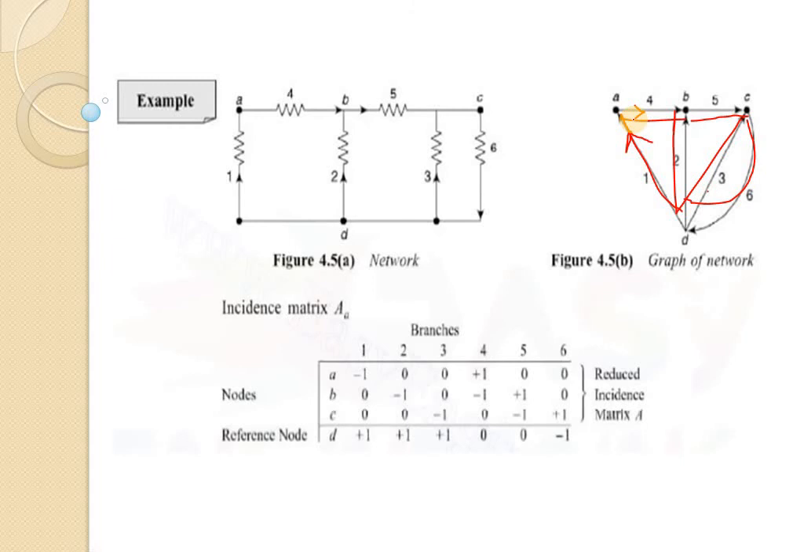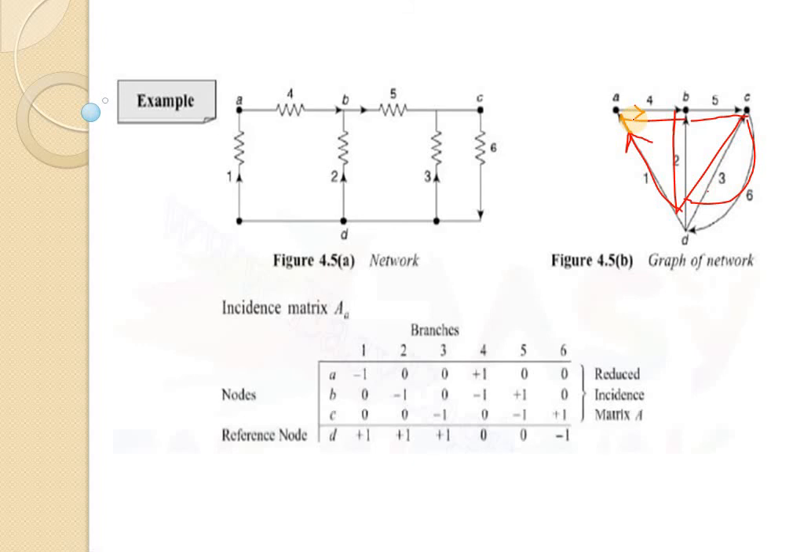Next node, that is node B. See, in node B, branch 4, branch 5, and branch 2, these 3 are connected, where branch 4 and branch 2 are entering and branch 5 is leaving. That means the branches which are entering will have a minus sign. So in 2 and 4 we will put minus 1, and in 5 which is leaving, that will be plus 1.